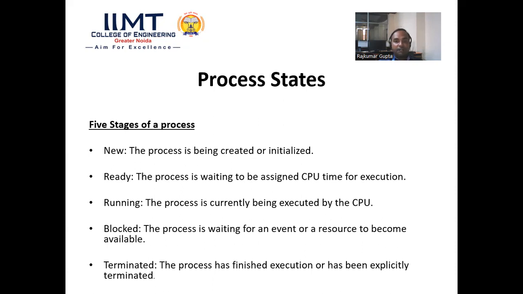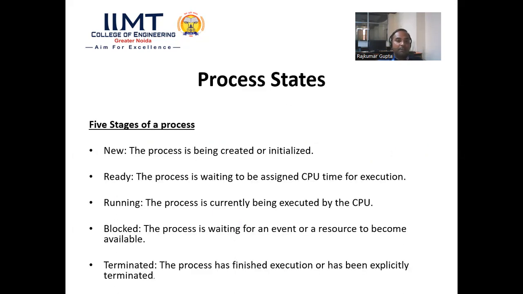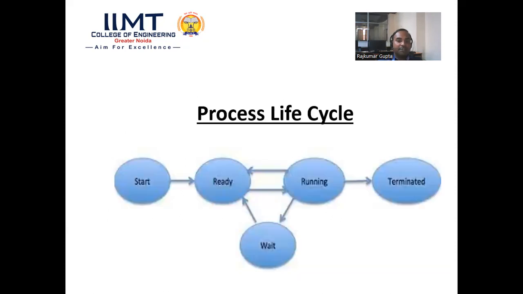We can understand it with the help of a process state diagram. This is known as the process life cycle. As I have given you the new, ready, running, blocked, and terminating states, here the states are start, ready, running, terminating, and waiting. Firstly, the start. Start means the process is being created or initialized.